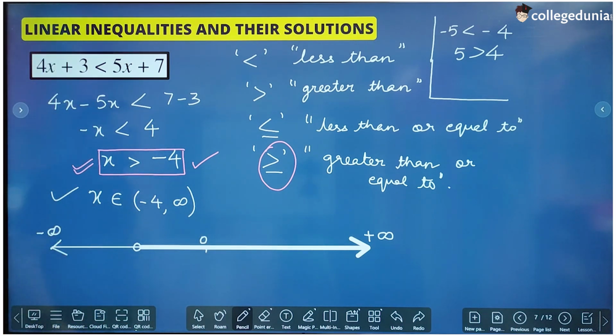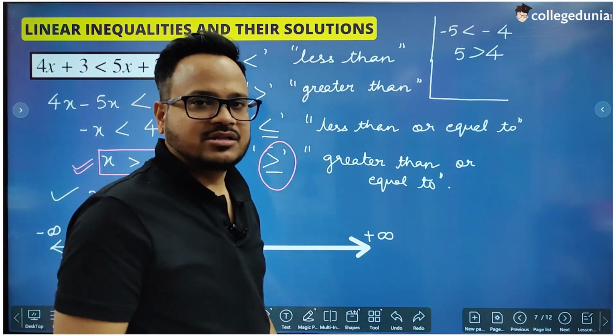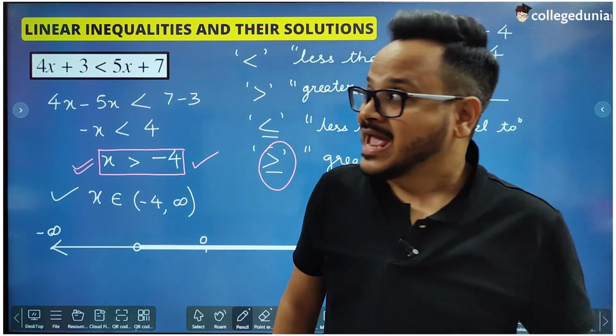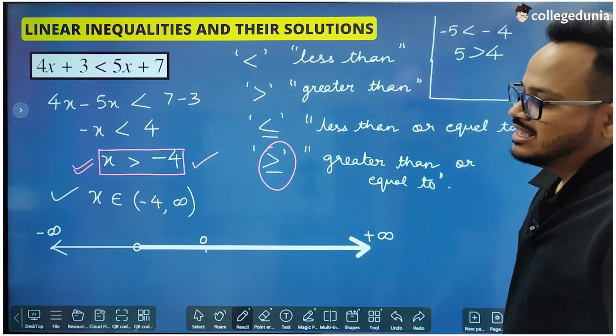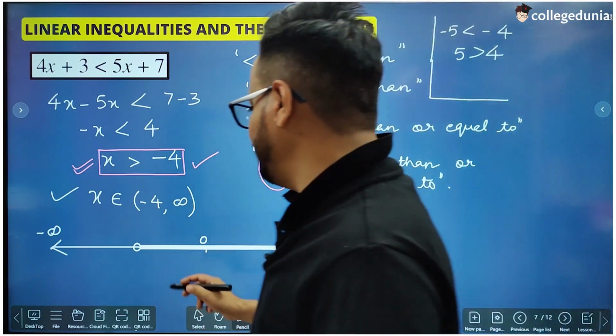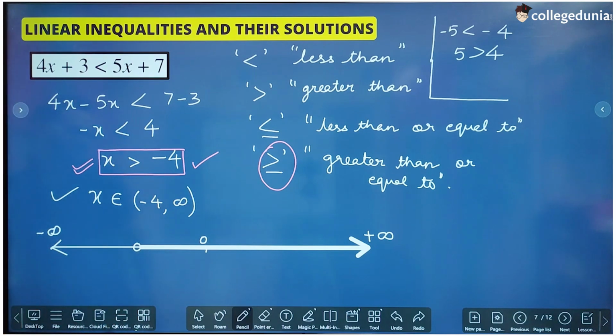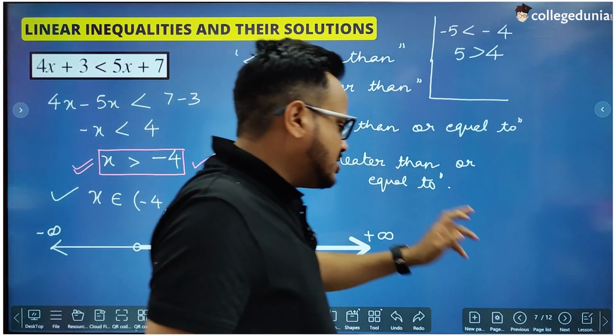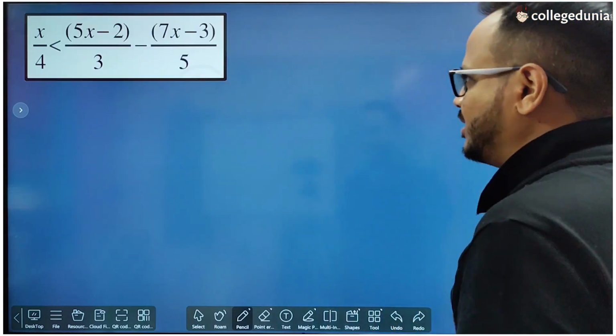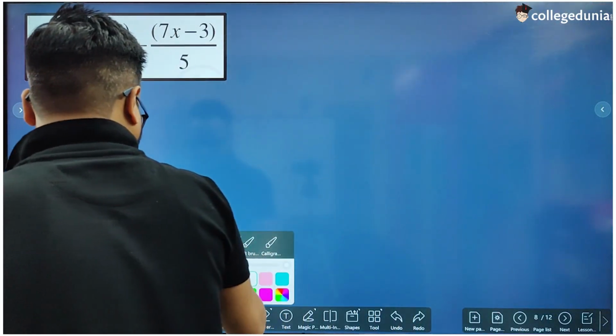Why is this an open circle? This open circle represents that -4 is not included. If -4 was included, we would not make an open circle, we would fill the color in this circle. So that is the difference. Okay, now let's take some more examples from the NCERT textbook.